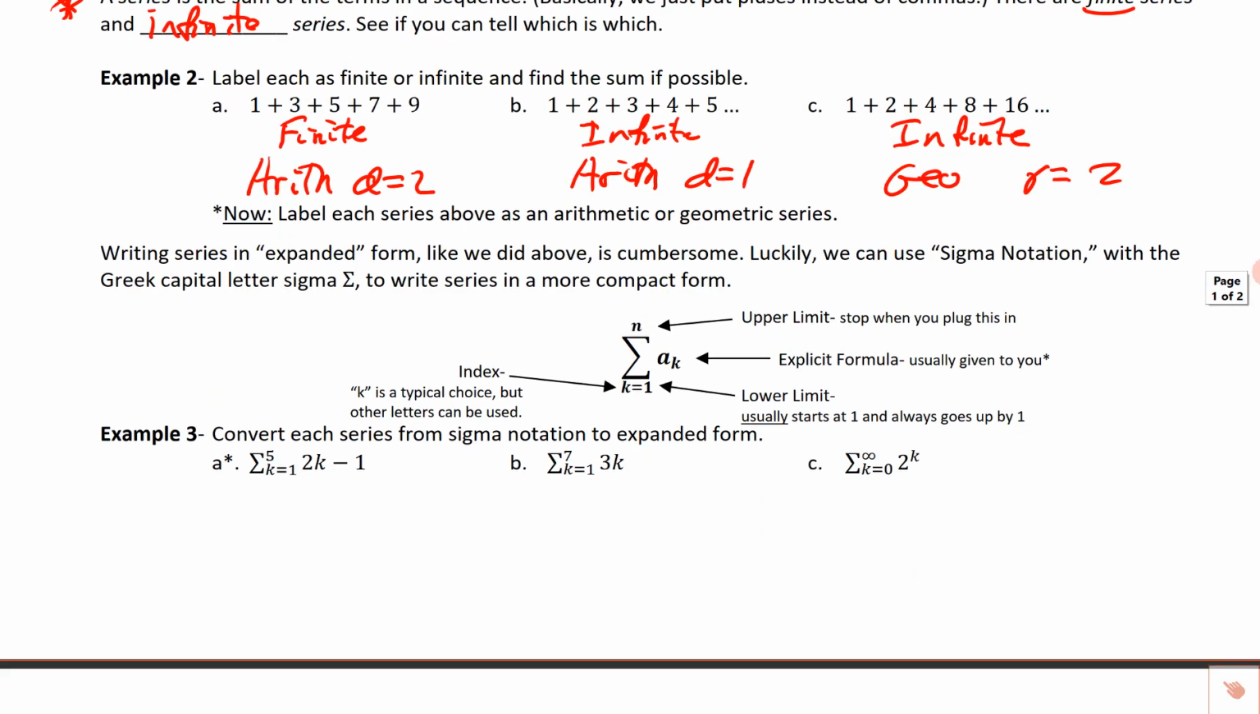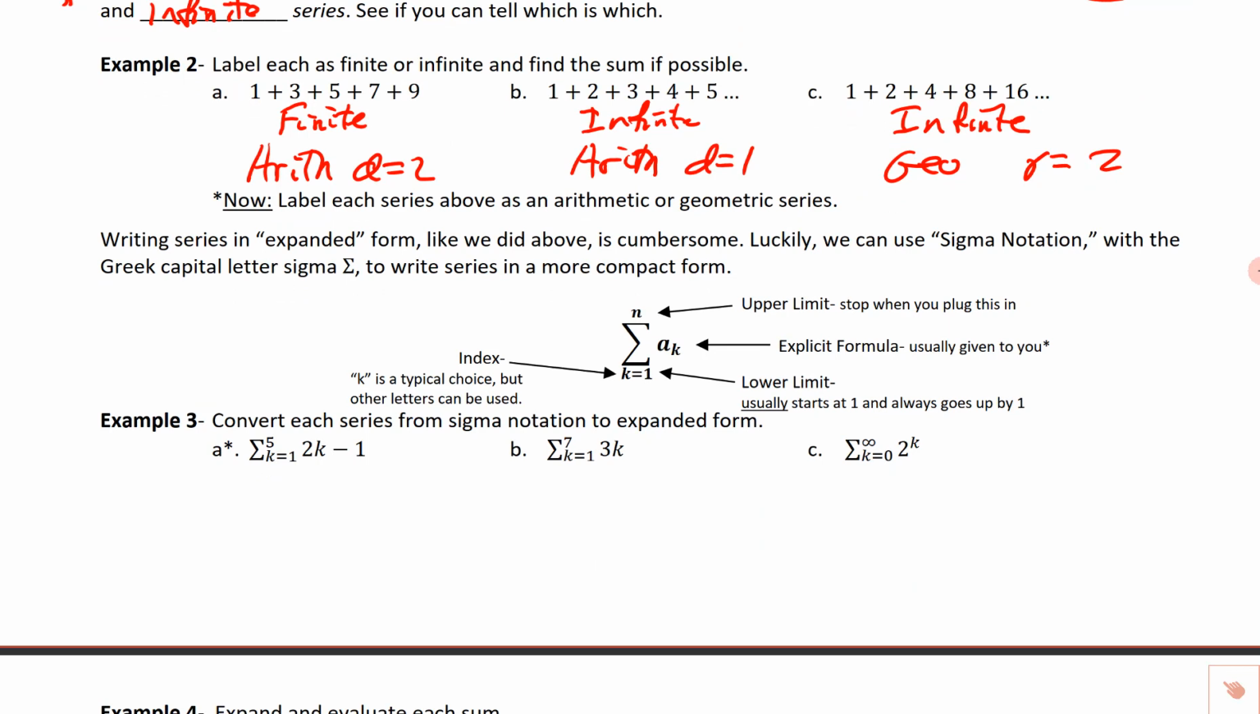Okay? Now, it's kind of a pain to write these in what's called expanded form. This is expanded form. The ones that we just did, those 3, are written in expanded form. Luckily, we don't have to write things out all the time like that. We can thank the Greek letter sigma for helping us out with that. The Greek letter sigma looks like this.